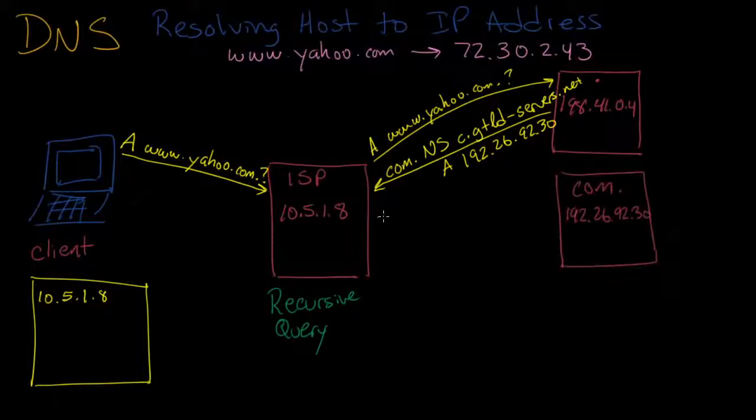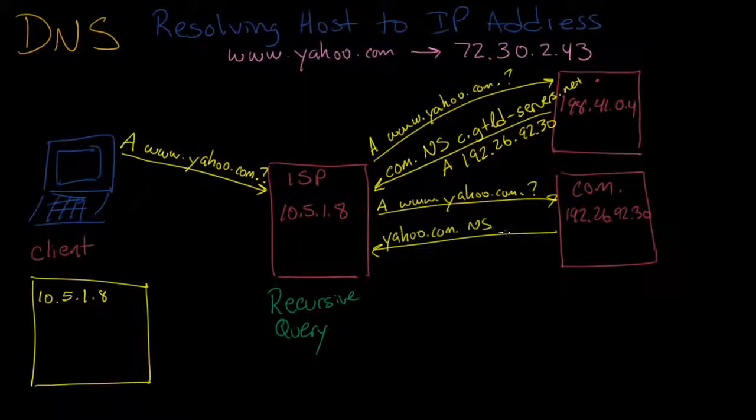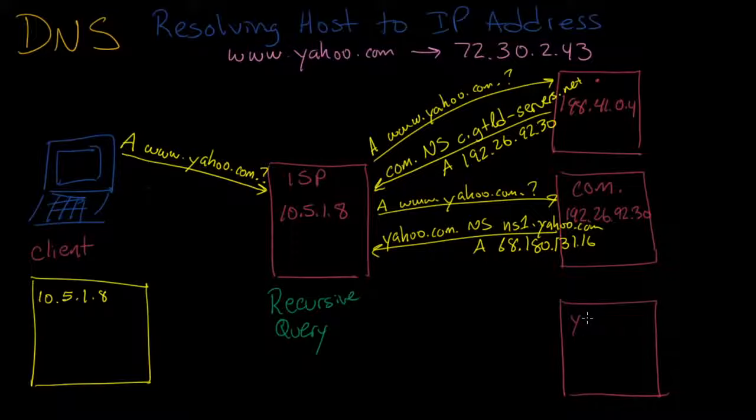So it asks the same question again: what is the address for www.yahoo.com? And this DNS server is going to come back and say, I don't know the answer either. Why don't you go ask the yahoo.com name server? The yahoo.com name server is ns1.yahoo.com, and its address is 68.180.131.16. So once again, your ISP reissues the request, this time to the yahoo.com name server.